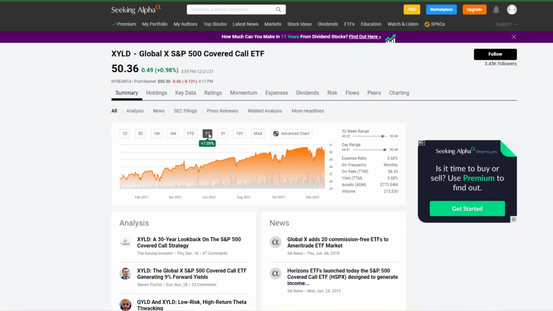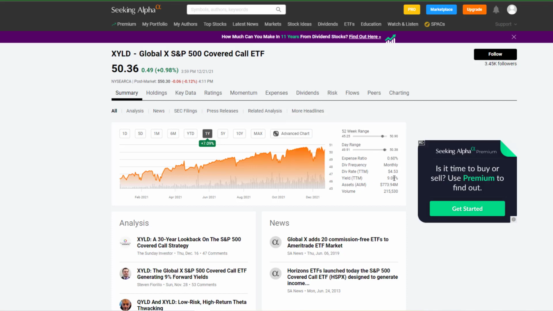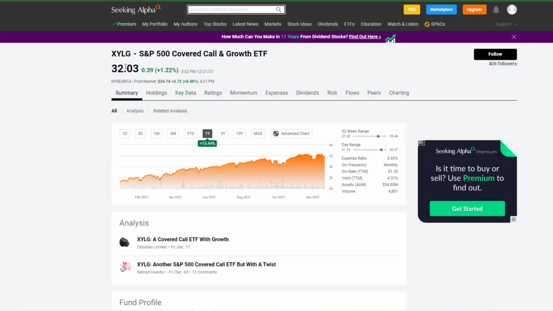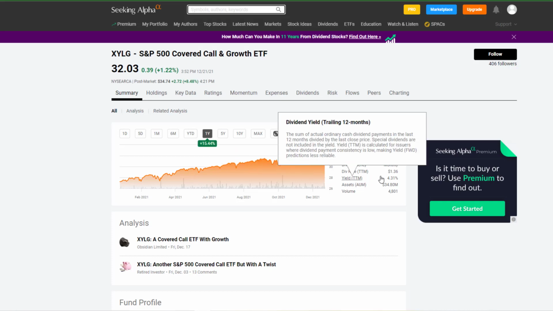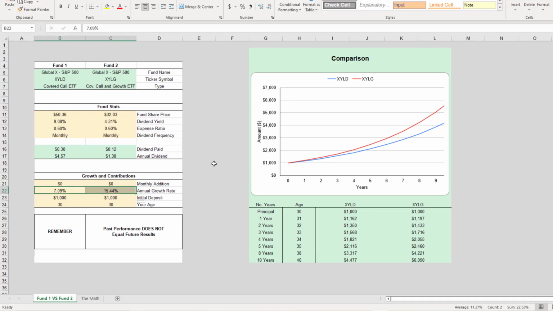Over the past year, the XYLD has grown 7%. That doesn't mean the S&P 500 has grown 7%. It's closer to about 25% year over year, the past year. But XYLD has grown 7%, and their dividend rate is 9.08%. The XYLG fund is sitting at $32.03 with a one-year growth of 15%, and their dividend yield is 4.31%.